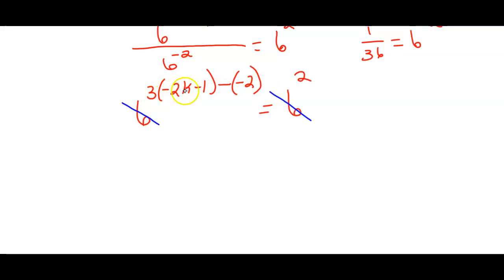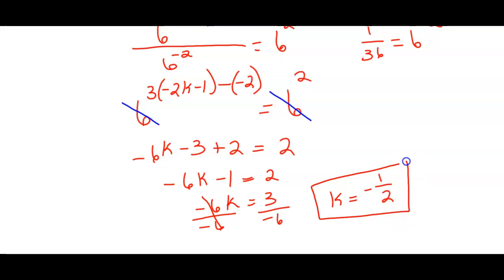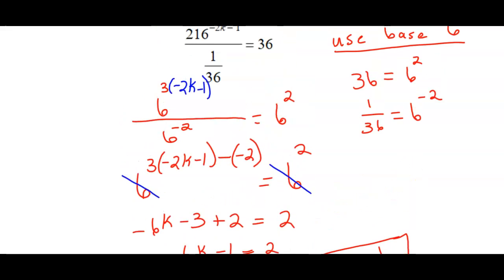So now you just solve. I'm going to go ahead and simplify this as I go. So distribute the 3. So it gives me negative 6k minus 3. And then this turns into plus 2 equals 2. Combine like terms over here. Negative 6k minus 1 equals 2. Add 1 to both sides. So negative 6k equals 3. And if we divide by negative 6, k will be negative 1/2. And again, you can always plug that back into your original to check.